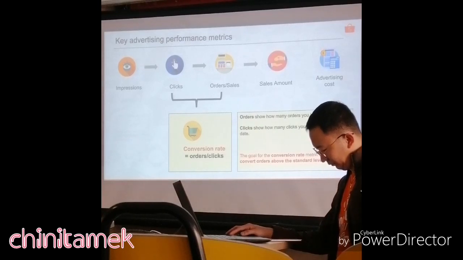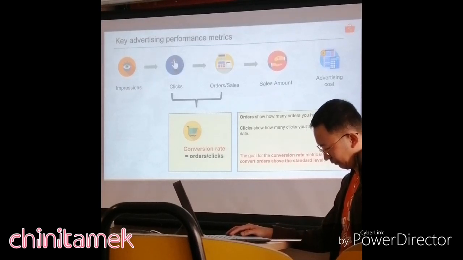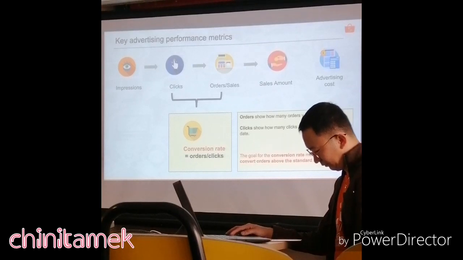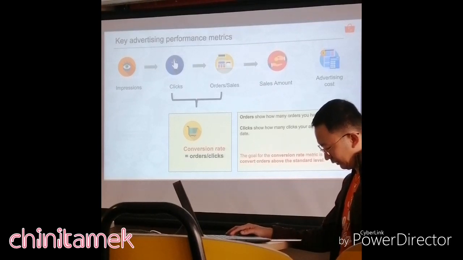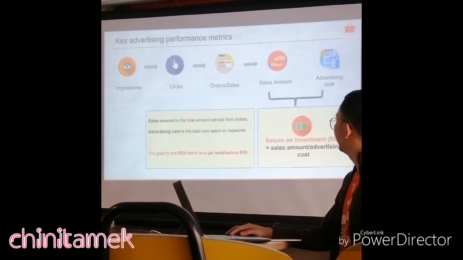So for the conversion rate, it's orders over clicks. The goal for this is, of course, to convert orders above the standard level. So let's say prior to using paid ads, you're only getting 5 orders a day. Then when you started using paid ads, you can get up to 3 times or 4 times your usual orders. So that's the goal.